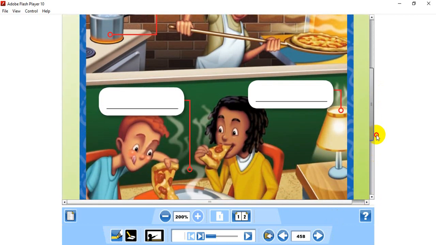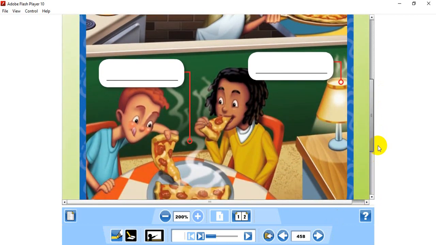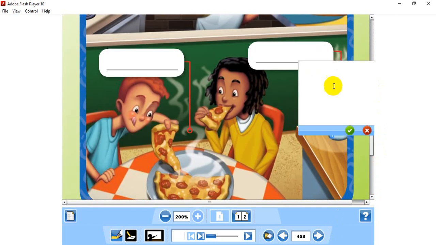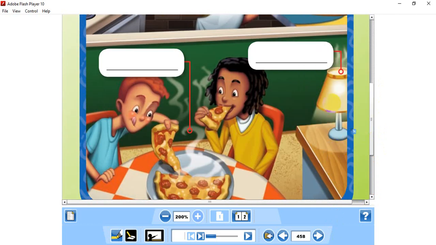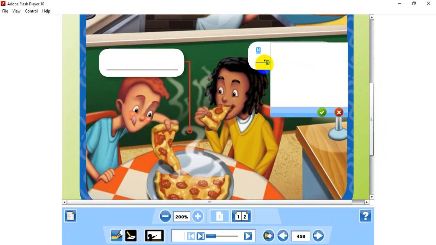Let's see if we have another example here. Okay, so this is an example of what, guys? The light is a wave, so it is an example of radiation.